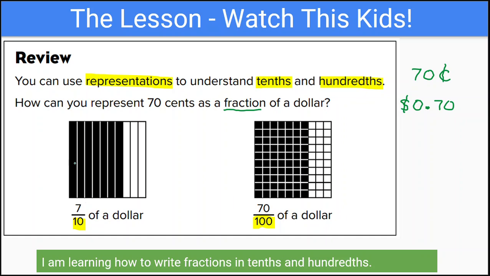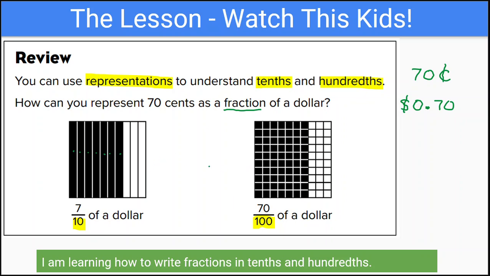Now you know that a dollar has 10 dimes to it. So this would be like 7 out of 10 dimes, and they write it as 7 tenths. This is like 10 cents, 20 cents, 30 cents, 40 cents, 50 cents, 60 cents, 70 cents. Over here, they also have it, and this would be writing it like pennies. We know that there's 100 pennies in a dollar, and here they have 70 of them shaded in, and that's 70 hundredths of a dollar.